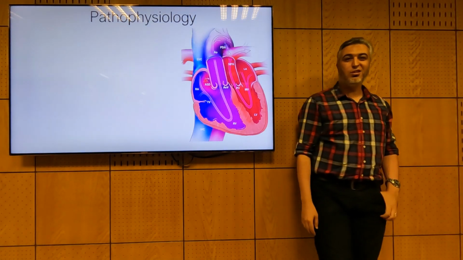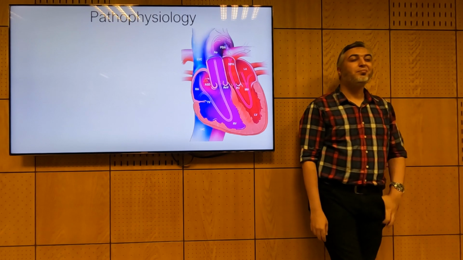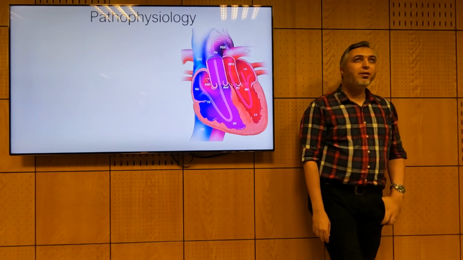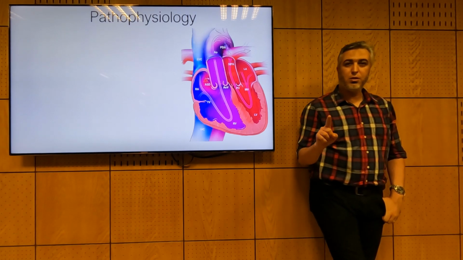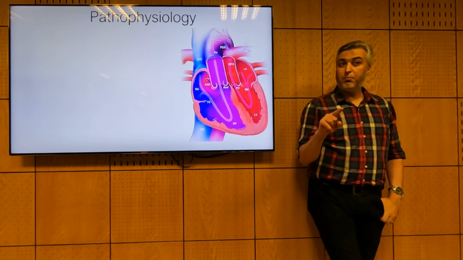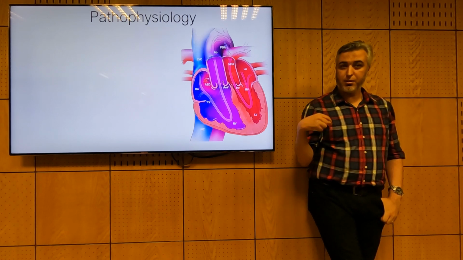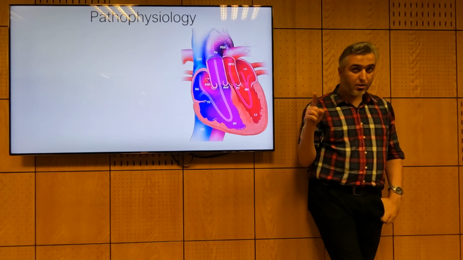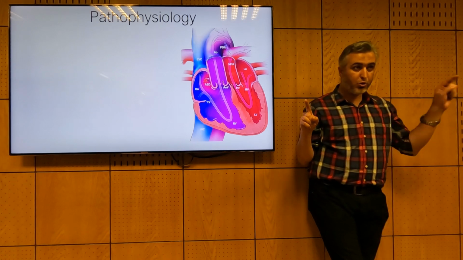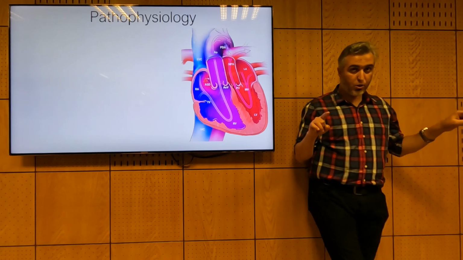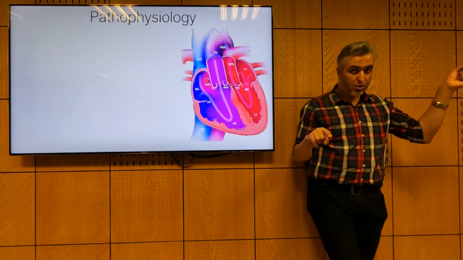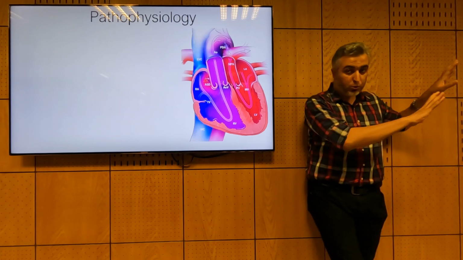So what? TGA, so what? So now we have very peculiar connections where you get systemic venous return going back to the systemic circulation, while pulmonary venous return, still oxygenated, goes into the lungs. Again, already loaded with oxygen.